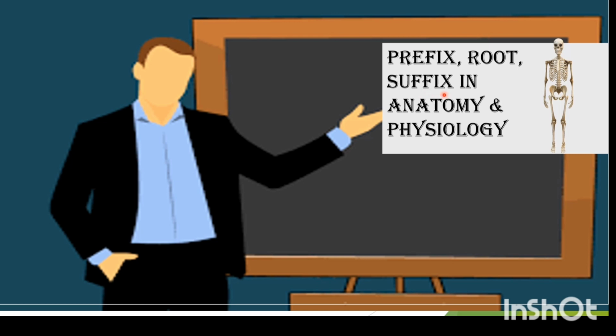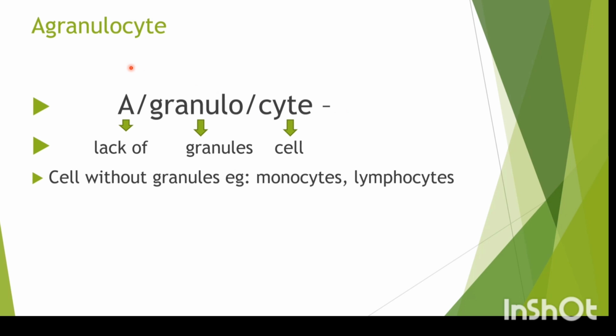So, before going into the subject deeply, if we learn prefixes, roots, and suffixes here itself, the subject will be very easy to understand. For example, let me explain with a word agranulocyte. Let us break agranulocyte. So, here I will break after A and I will break after granulo. So A is a prefix word, granulo is the root word, site is the suffix one.